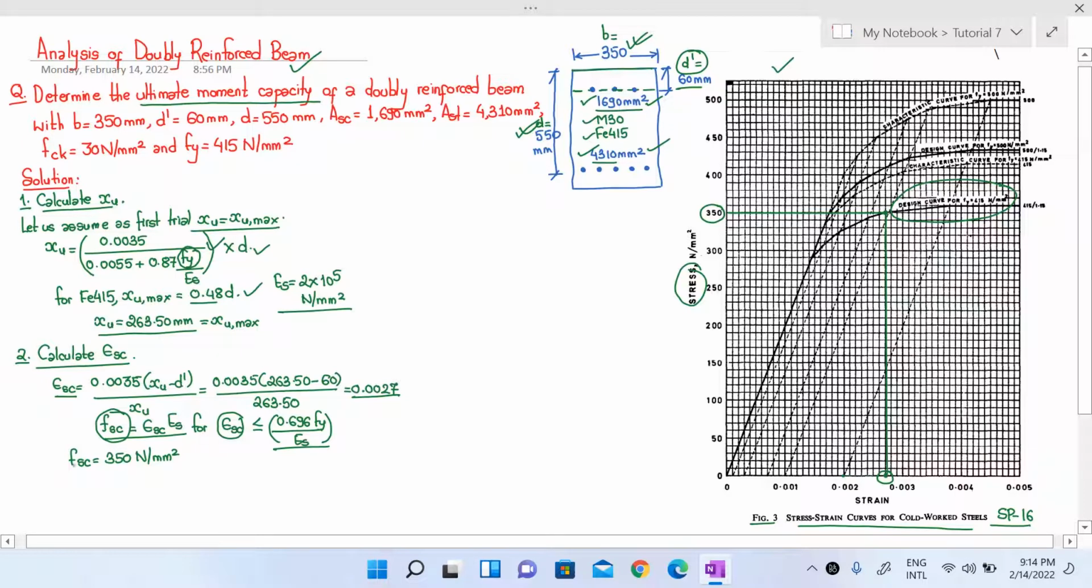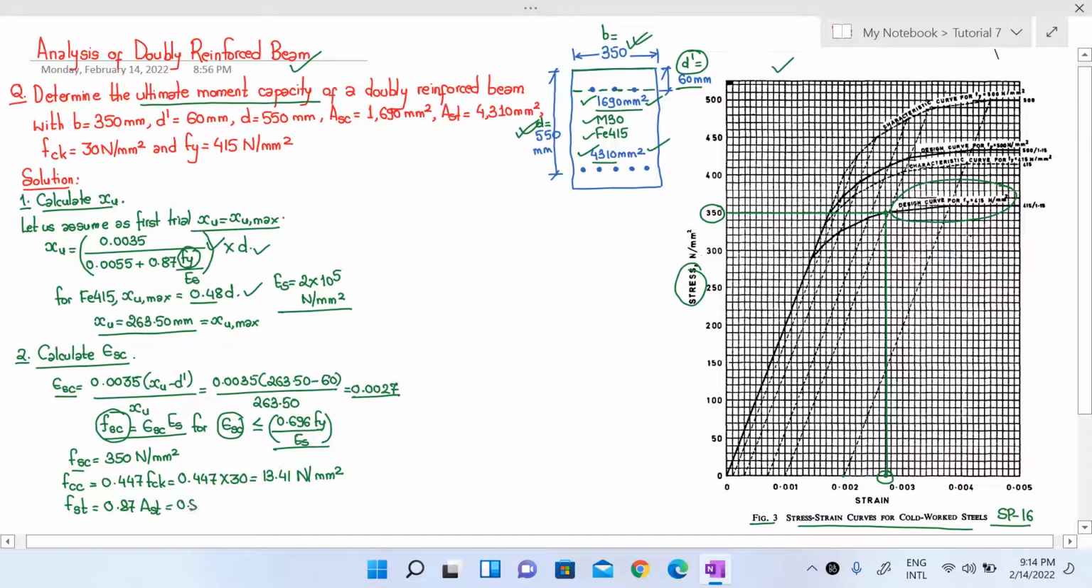Now, after determining the stress in steel, Fsc, we determine the stress in concrete, Fcc, which is given as 0.447 fck. This comes out to be 0.447 into 30, which is equal to 13.41 Newton per mm square. And the value of stress in tensile steel, Fst, is given as 0.87 Fy Ast.